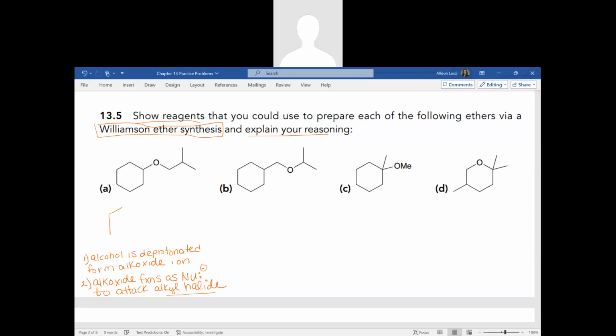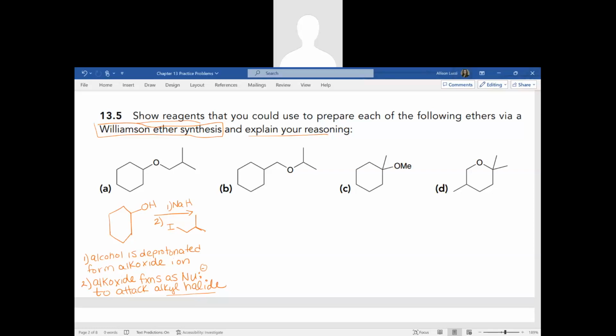So for compound A here, we could use a secondary alcohol, our cyclohexanol. And then, as mentioned in step 1, we could deprotonate that alcohol using sodium hydride as a base. And then in step 2, we could use this alkyl halide as our other portion of the ether here, right? So that iodide is our leaving group, and we will perform this SN2 reaction.